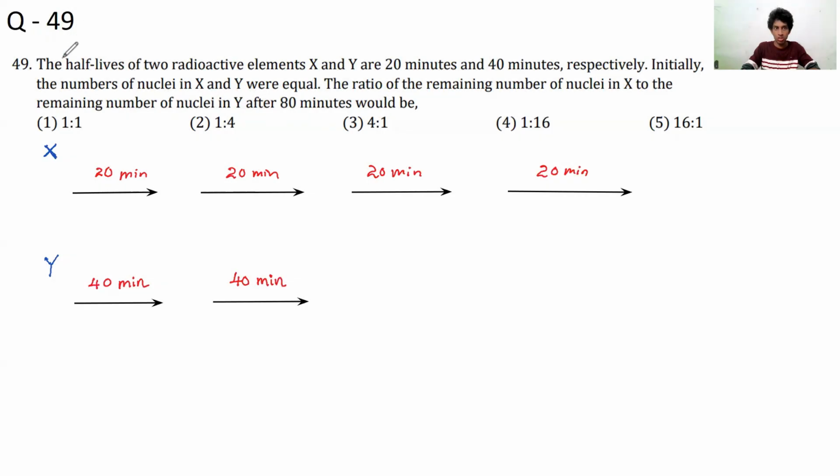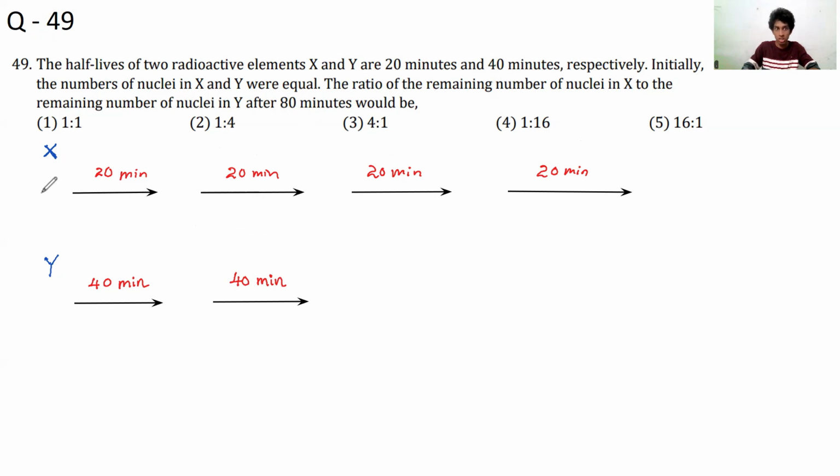Question number 49. The half-lives of two radioactive elements X and Y are 20 minutes and 40 minutes respectively. Initially, the number of nuclei in X and Y were equal. The ratio of the remaining number of nuclei in X to the remaining number of nuclei in Y after 80 minutes would be. So, as the half-life of X is 20 minutes, for 80 minutes it has 4 half-lives. And when we consider Y, as its half-life is 40 minutes, for 80 minutes it has 2 half-lives.